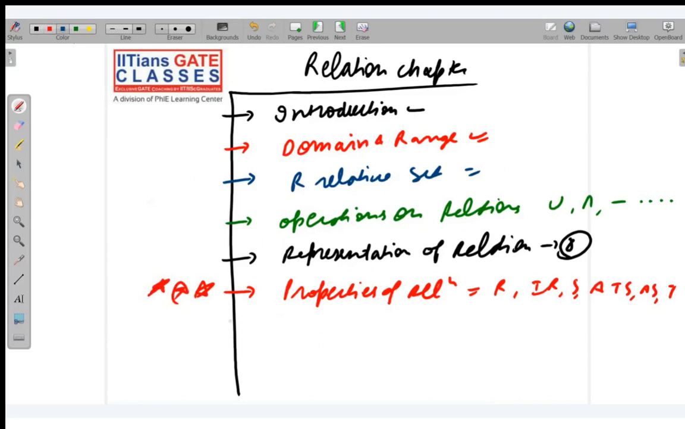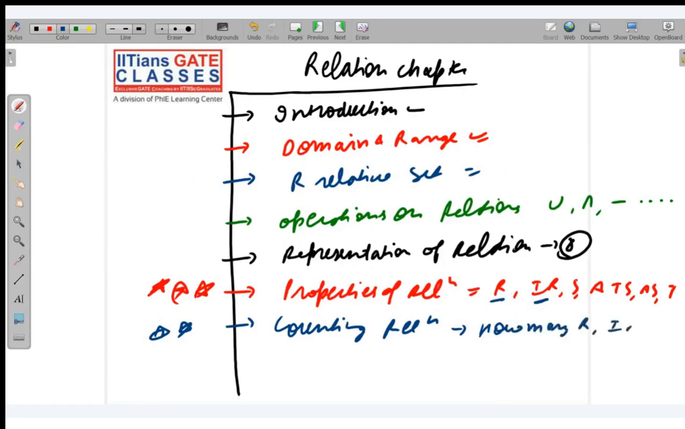The next topic which we are going to study is counting relations. Here I will answer how many reflexive relations are possible, how many irreflexive are possible. That is also very important. We will study that. Then we will jump to closure.